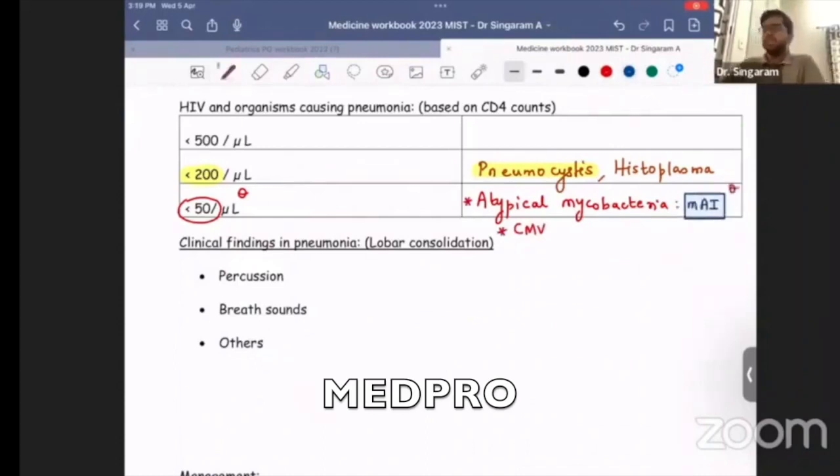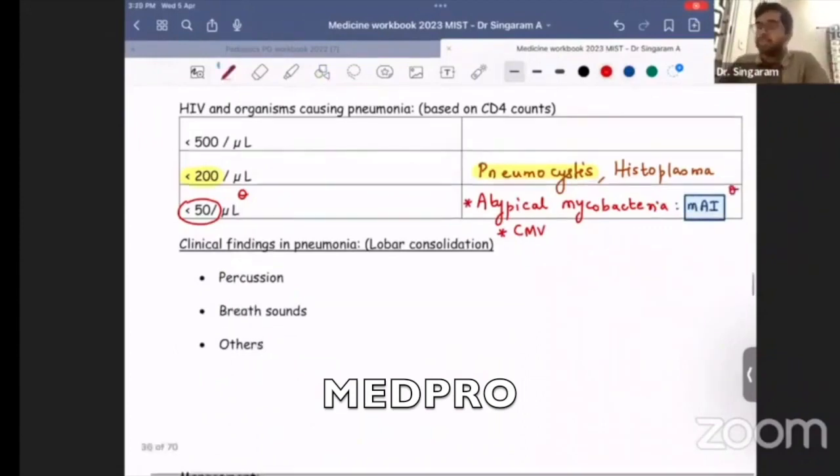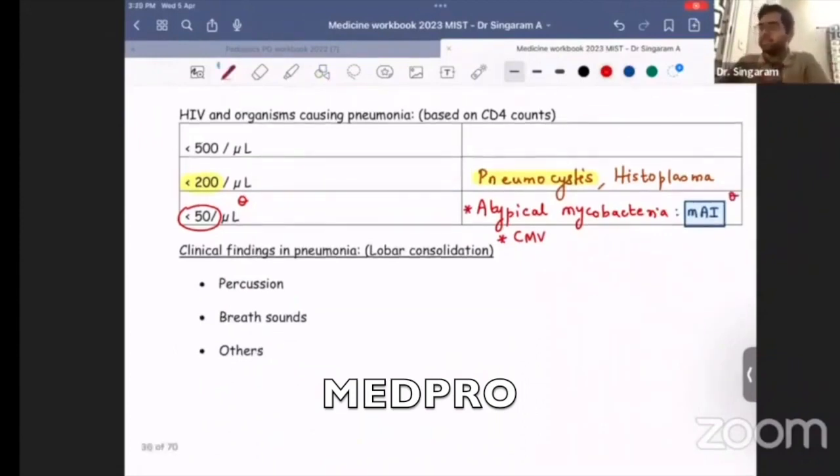So CMV can be there. CMV pneumonia also can be there. That is true. But among the bacteria, it is this one: Mycobacterium avium intercellulare. Many of you were able to answer that. And for less than 500, what is that? Mycobacterium tuberculosis, MTB. Please make a note of this.